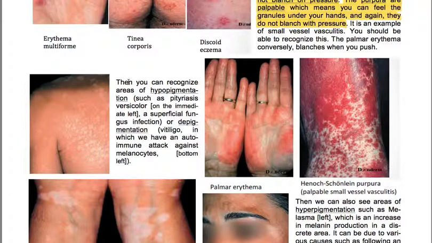Then you can recognize areas of hypopigmentation, such as pityriasis versicolor on the left, which is a superficial fungus infection, or depigmentation, vitiligo, in which we have an autoantibody, an autoimmune attack against the melanocytes. So hypopigmentation and depigmentation.